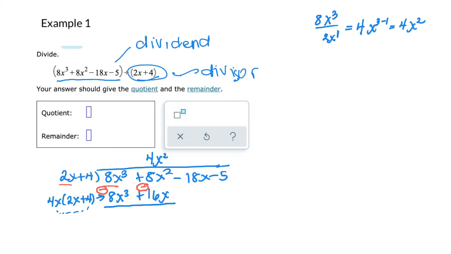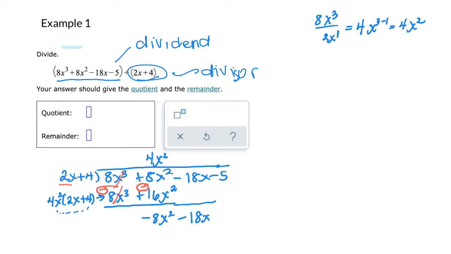The first two terms cancel, and that's what we want. And then 8x squared minus 16x squared. Oh, that's supposed to be 4x squared, sorry. So 4x squared times 2x is 8x cubed. 4x squared times 4 is 16x squared. And now we can go ahead and take that positive 8 and negative 16, which will give me a negative 8x squared. And then I'll bring down the minus 18x.